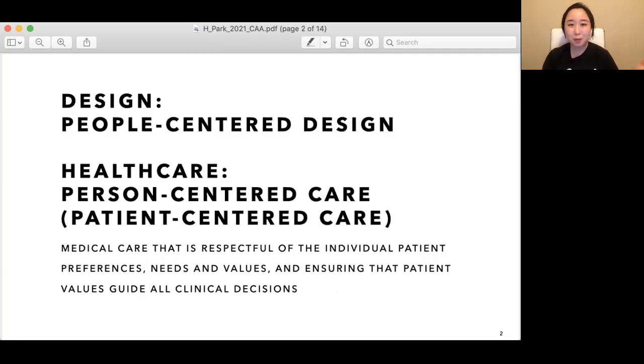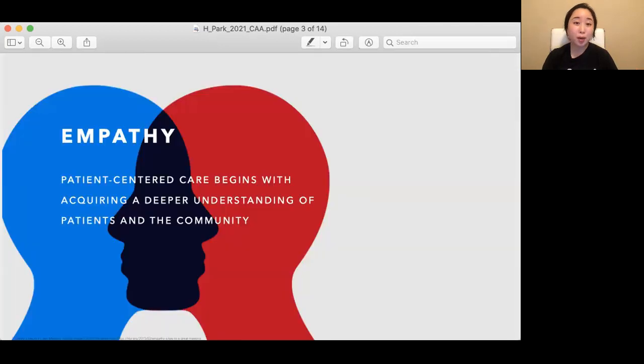So just like people-centered design in our design industry, in the field of medicine, there are increasing demands in person-centered care. So person-centered care refers to the medical care that is respectful of the individual patient's preferences, needs, and values. And you know what is the common ingredients in both people-centered design and person-centered care? Well, they both require empathy.